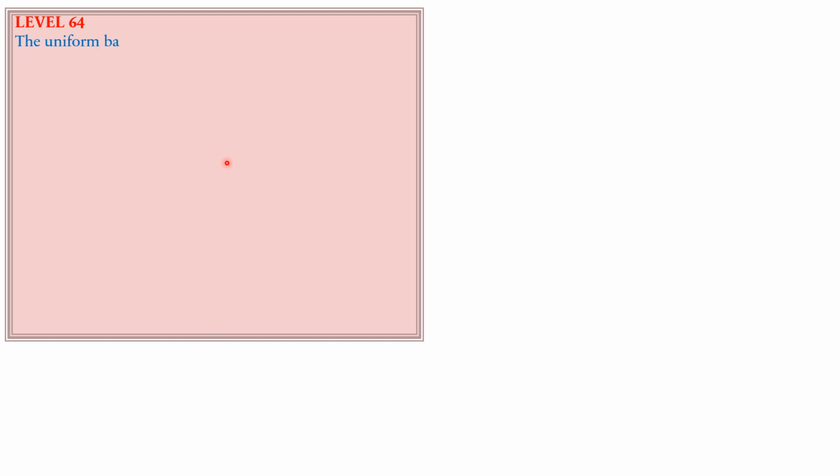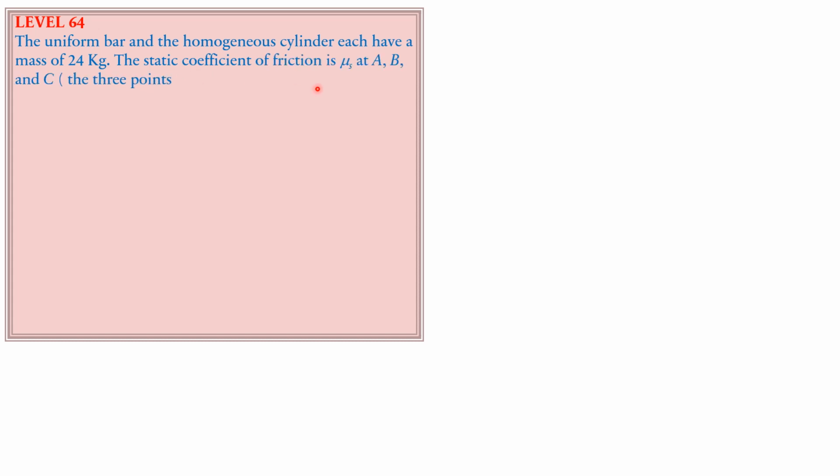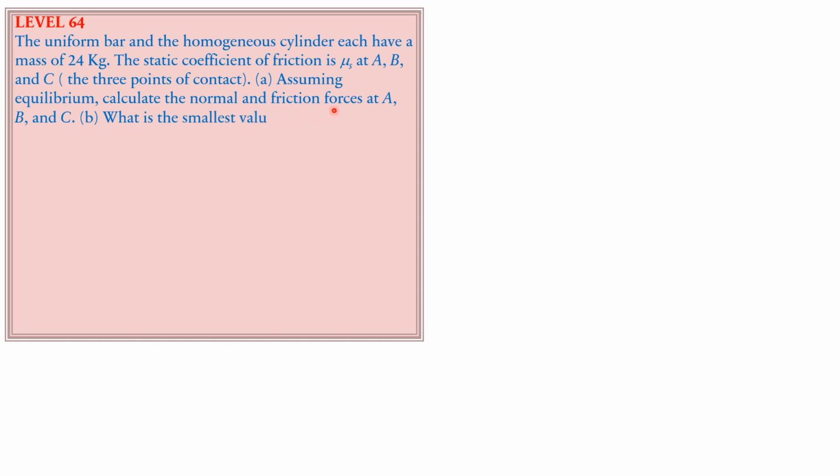Level 64. The uniform bar and the homogeneous cylinder each have a mass of 24 kilograms. The static coefficient of friction is mu sub s at A, B, and C, the 3 points of contact. Assuming equilibrium, calculate the normal and friction forces at A, B, and C. And part B, what is the smallest value of mu sub s necessary for equilibrium?